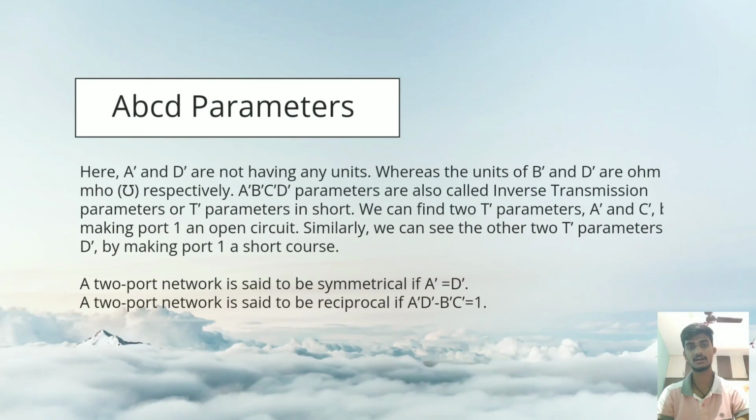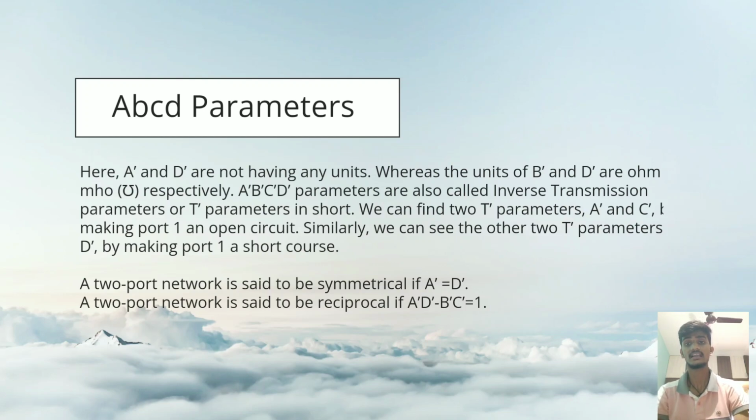The main conditions required for ABCD parameters are here: A dash and D dash do not have any units, that means there are no dimensions. And B dash and C dash have dimensions, that means their units are ohms and mho respectively. A dash, B dash, C dash and D dash parameters are also known as transmission parameters or T parameters. We find the two T parameters, A dash and C dash, by making port 1 open circuit. Similarly, we can find the other T parameters, B dash and D dash, by making port 1 short circuit.